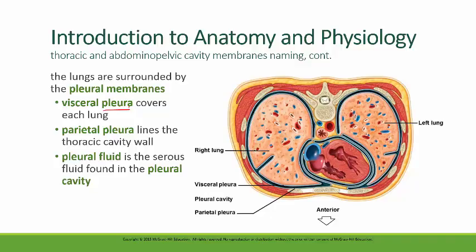So the visceral pleura is a serous membrane that completely covers and surrounds all the lobes of the lungs here. So I put a little red line, but you can imagine it goes all the way around if you follow my little red dot. So this is the visceral pleura right there. The visceral pleura wraps all the way around here. The parietal pleura lines the wall of the thoracic cavity.